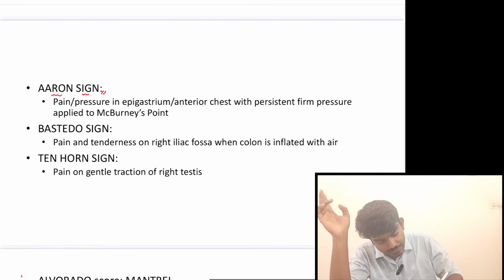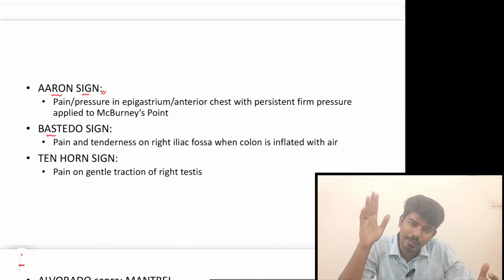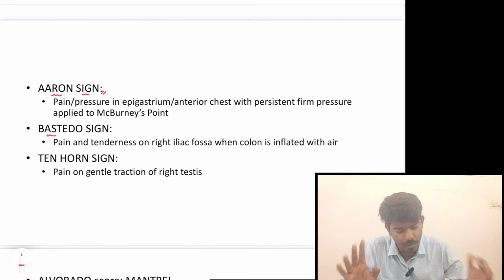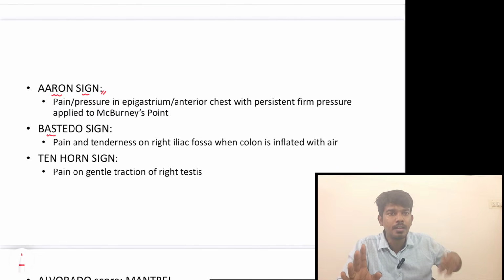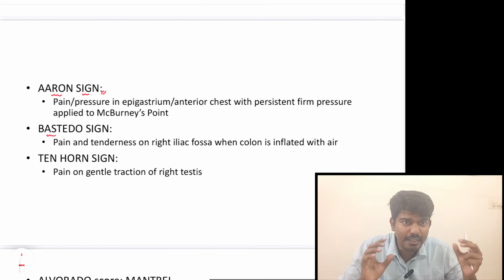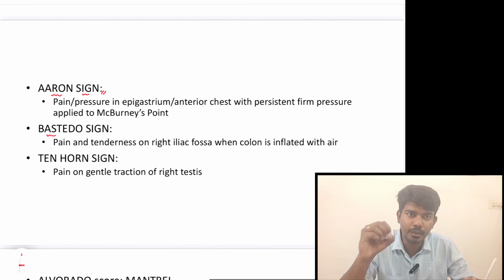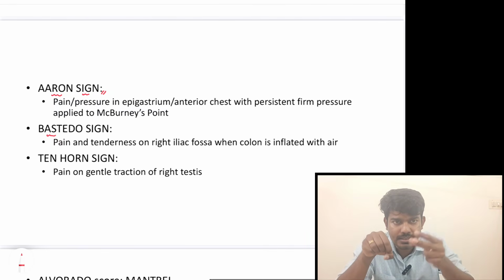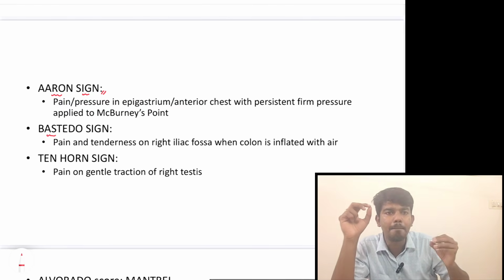Next is the Rovsing sign. This is very rare but previously it was asked in NEET PG. So what is this sign? The patient will be having pain or tenderness in the right iliac fossa on inflating the colon. When you insert air into the colon through the rectum, or inflate it, the patient will have pain in the right iliac fossa. That is the Rovsing sign.